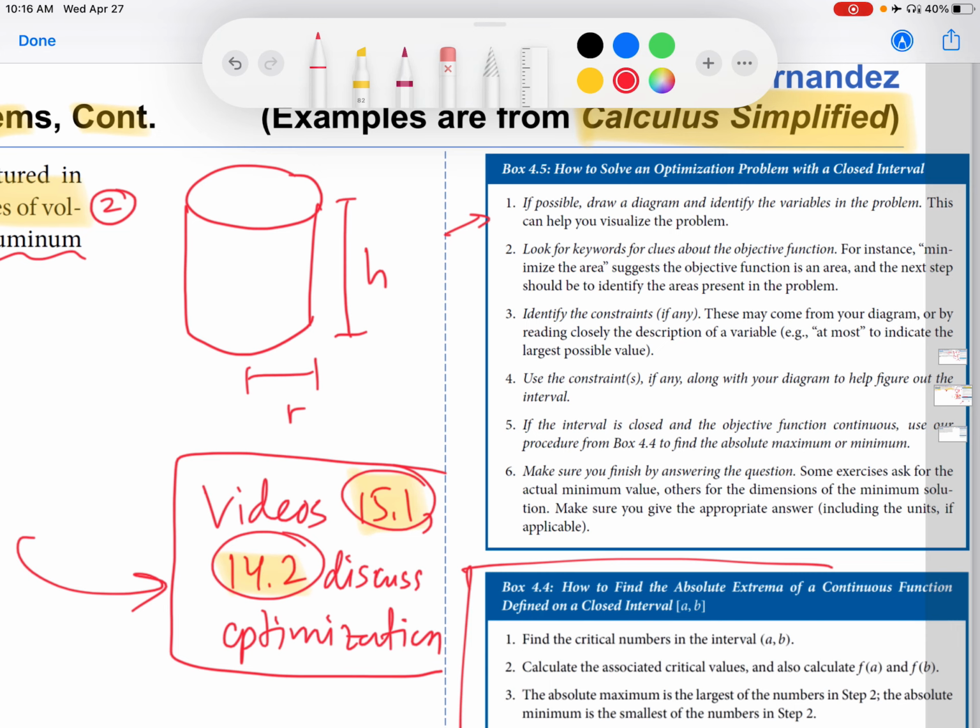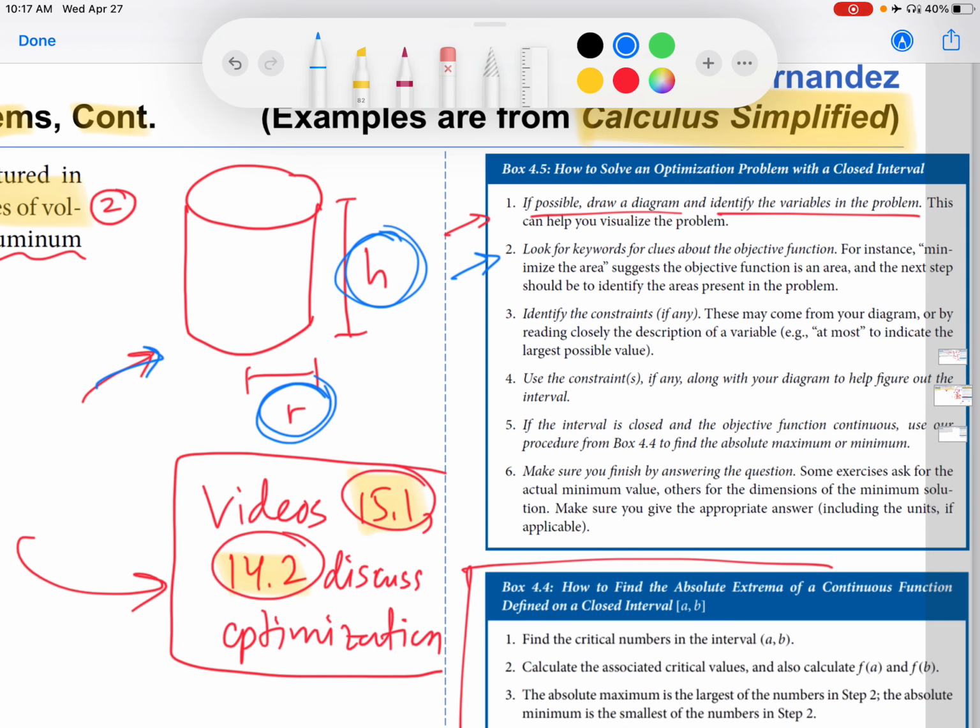If possible, draw a diagram. Okay, so the diagram is here, and identify the variables in the problem. Great, so this diagram has kind of identified them for us, right? We are building a can, a cylindrical can, and a cylinder has a certain radius, has a certain height. There we go. So I've drawn a diagram and I've identified some variables. Number 2, look for keywords.